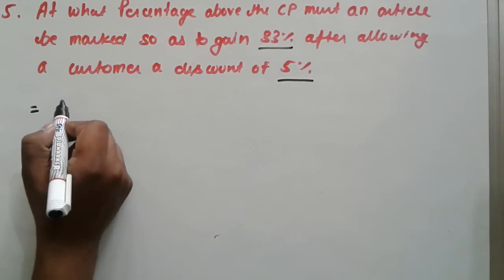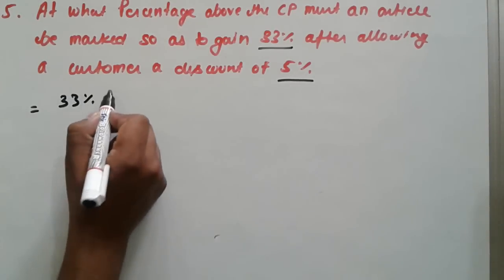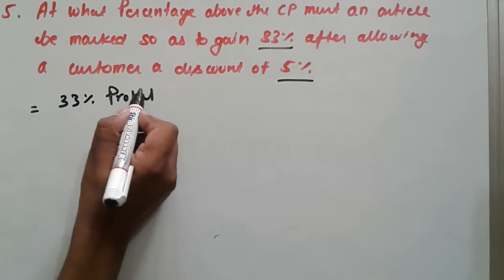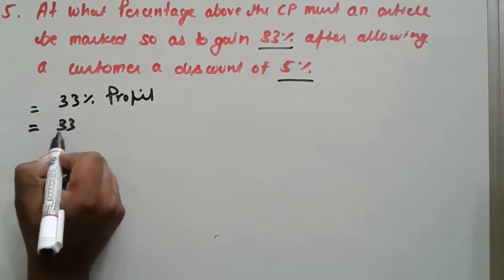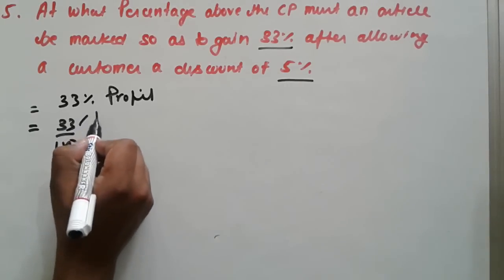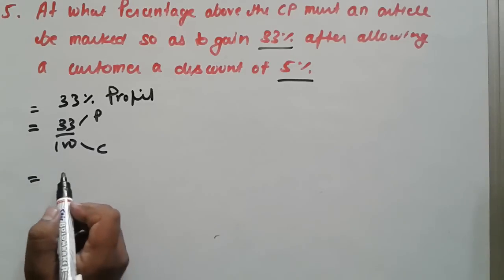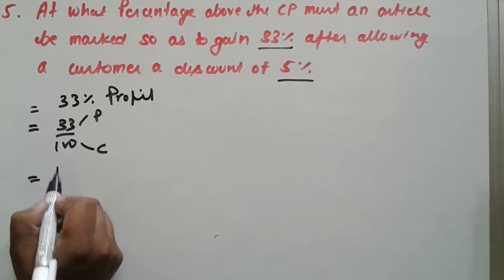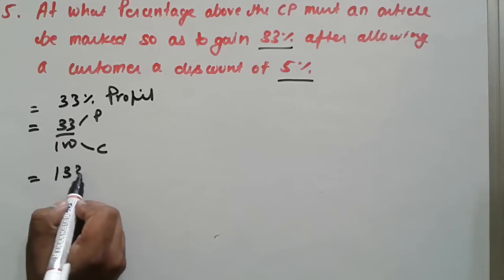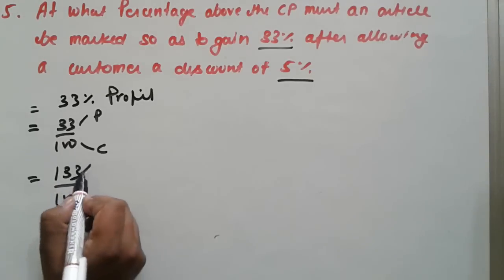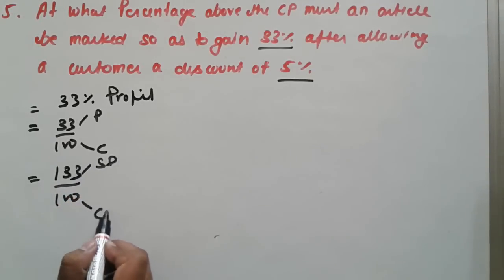So when there is a 33% profit, in ratio it is 33 by 100, that is profit, and it is cost price. Then we can calculate the ratio of selling price by cost price. It's 100 plus 33, 133 by 100. It's the selling price and it's the cost price.